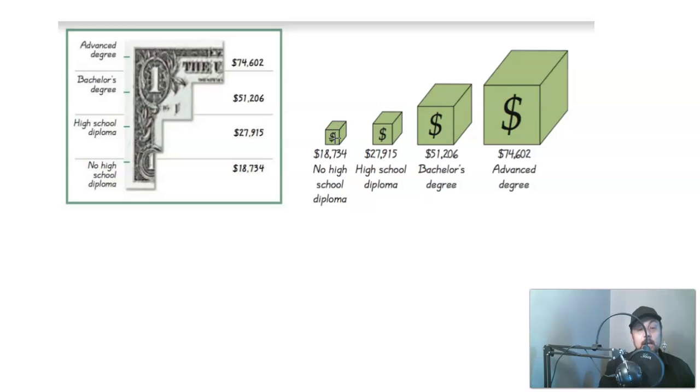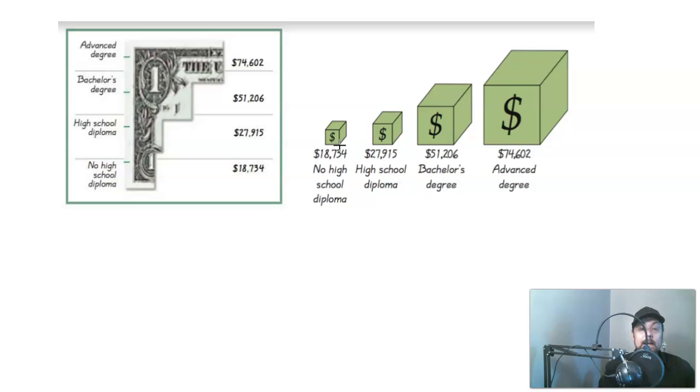The thing with a cube is that if you increase, so for example, going from 18 to 51, let's use those two. 18 to 51 is a three-factor difference. So if I take 18, multiply it by 3, I get 54. So you make about 3 times as much money with a bachelor's degree than you do with no high school diploma. That's what the data seems to show here.